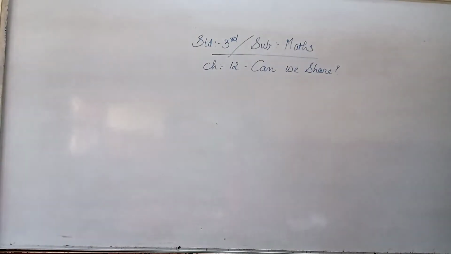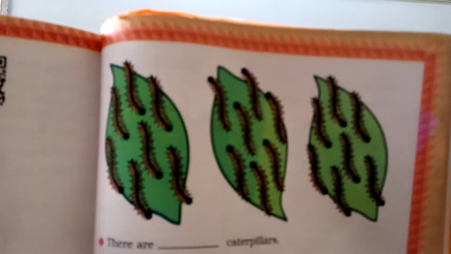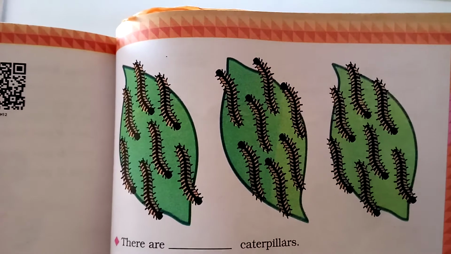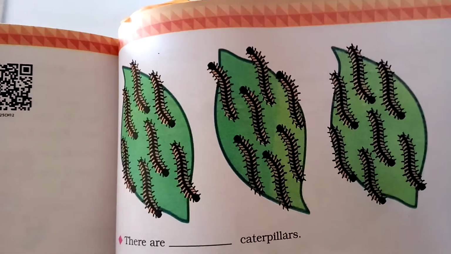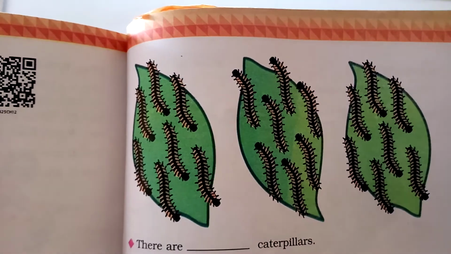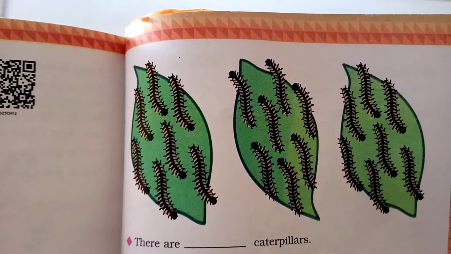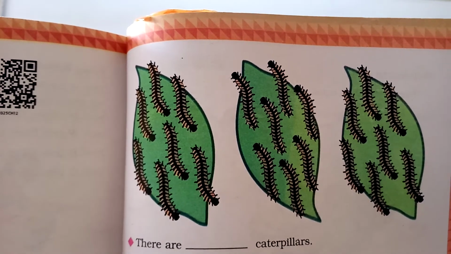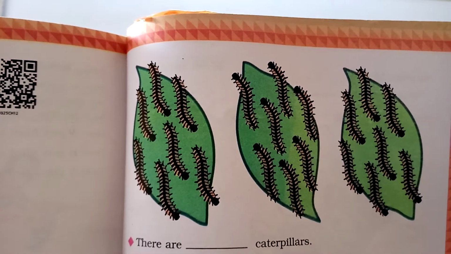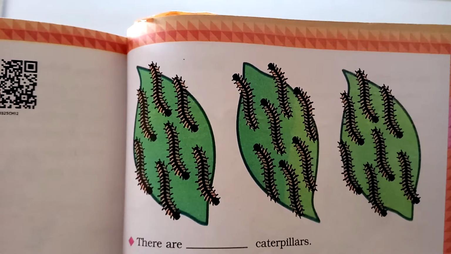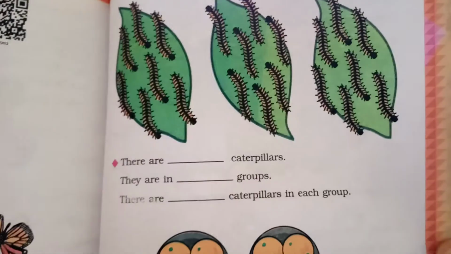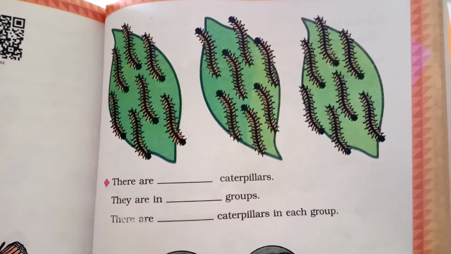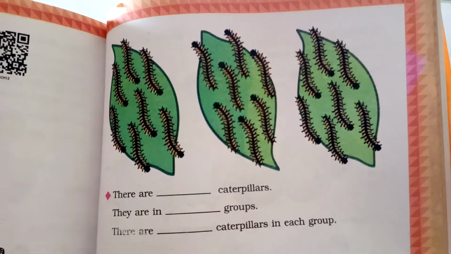Okay, on the next page in your textbook you can see caterpillars on a leaf. So here you have to count how many are there. You just count it, so it will be 21. So there are 21 caterpillars. They are in 3 groups. You can see they are in 3 groups.